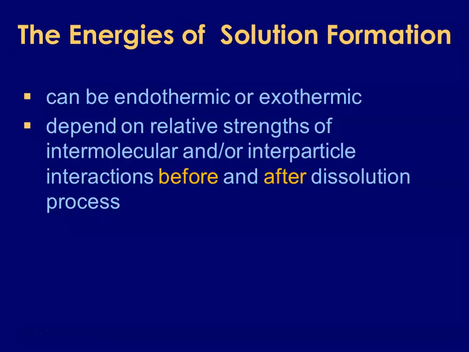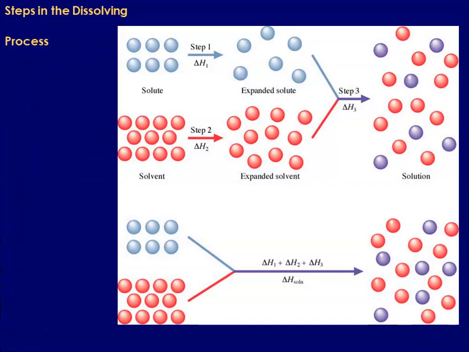When a solution is formed, it can be endothermic or exothermic. It's really dependent on what types of intermolecular attractions or interactions there are, both before and after the dissolving process has taken place. So with your solute and with your solvent, they need to expand. They need to make space so that that solution can form. Usually the expansion is an endothermic process, and when they are mixed together in step 3, that is an exothermic process.